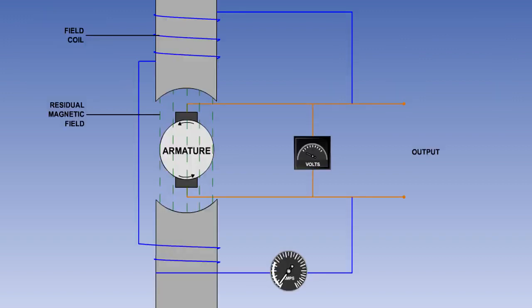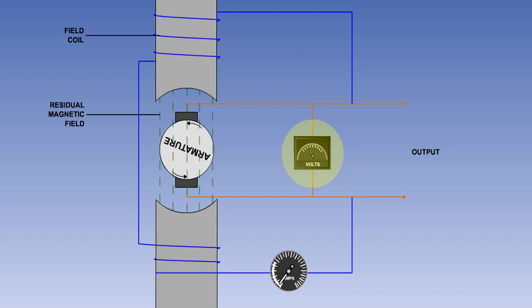A DC generator does not normally require an external electrical supply to the field on startup, as the residual magnetism which remains in the field pole pieces when the machine is static is sufficient to begin the generation process. These types of generator are known as self-exciting generators.